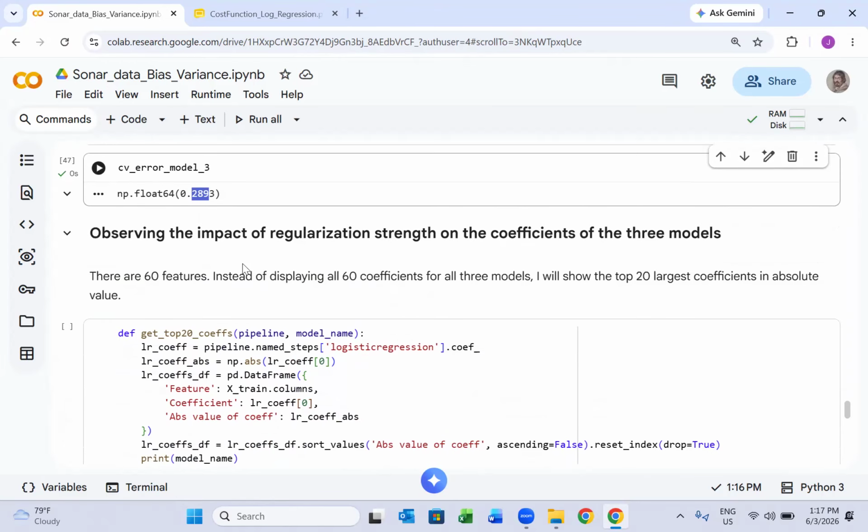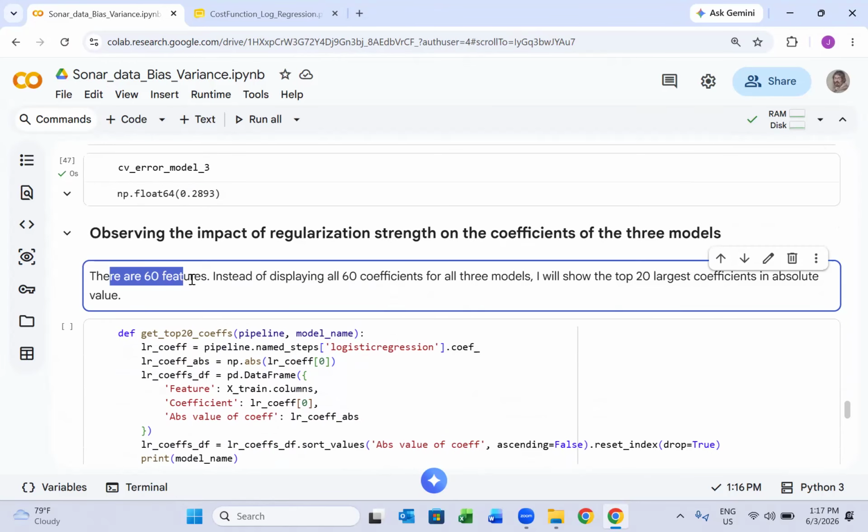So to do that, what I'm going to do is, we have 60 features, right? Instead of displaying all 60 features for all 3 models, that would be a really, really long output. I have decided to show you the top 20 largest coefficients in absolute value. Remember this, guys: the larger the absolute value of a coefficient, the more important the feature with that coefficient is for the model, right? Remember that. Largest absolute value means that the feature with that coefficient is more important, okay?